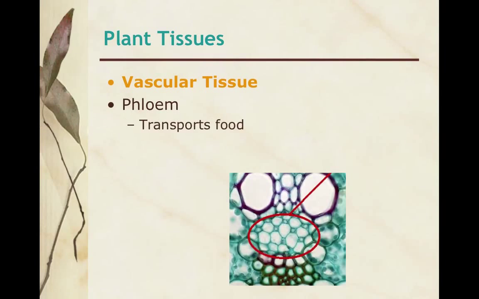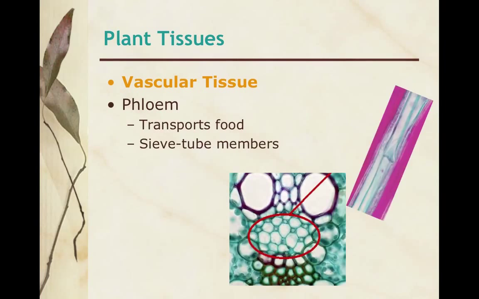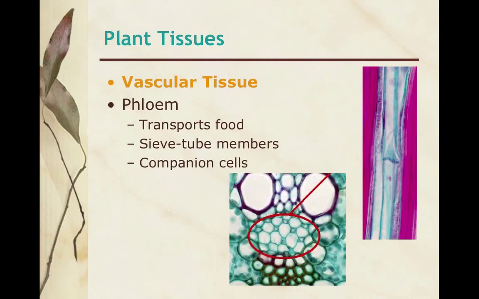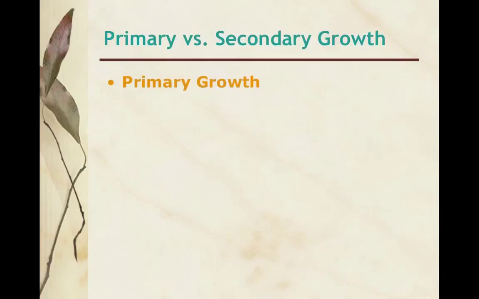Vascular tissue, that's phloem, a little bit smaller, and it's obviously transporting food, and they have two types. They have sieve tube members and companion cells. And when we get into how the phloem actually works at the very beginning of next semester, you're gonna see why those are important. Just know there's two different types, okay?